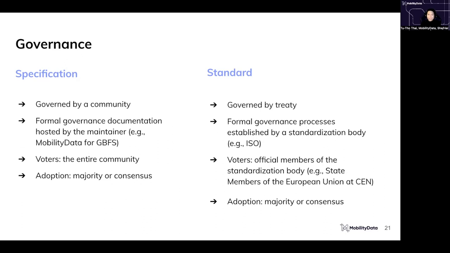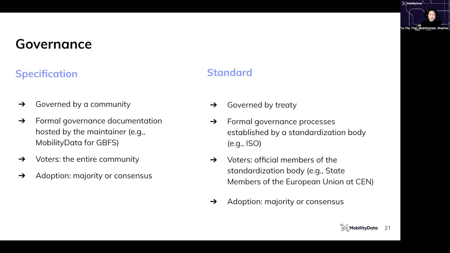The governance of specifications and standards is where they start becoming a little bit different. A specification is governed by a community that was built around it or that helped shape the specification. The community is governed by governance documentation, usually hosted by the maintainers. For example, for GBFS, that I will give you more details about later, as the maintainer of it, we wrote down a set of rules that was unspoken in the community. So who can vote, for example, usually the entire community, but how is an adoption decided? Is it full consensus? Is it majority? Is it a two-thirds majority? All of that is written in the governance documentation.